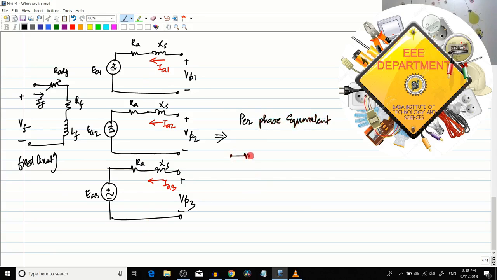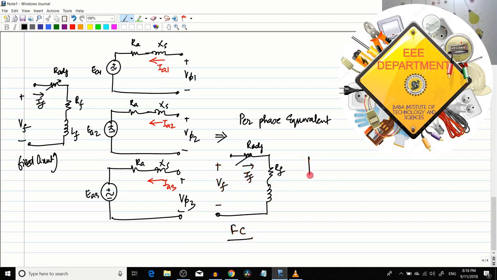So here you have the field circuit. The field circuit will be just the same. This is the field winding. All these concepts are covered in synchronous generators, so I would advise you to go through those lectures as well. So this is your field winding, and this is your field current. So this is your field circuit, right?